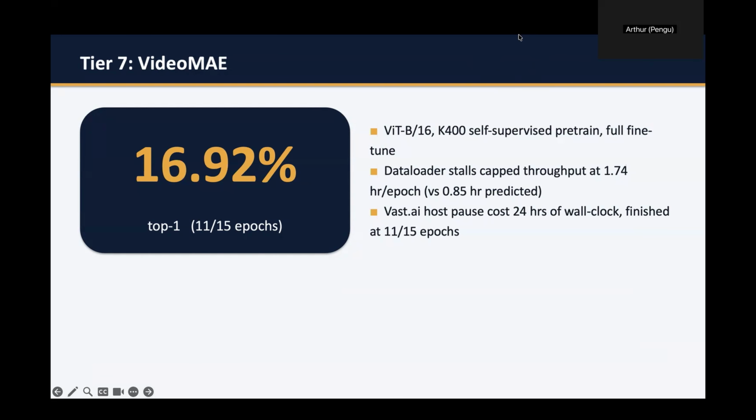So this is our VideoMAE model. It reached 16.92% top 1 accuracy after finishing 11 out of 15 epochs. We used the ViT-B/16 backbone with K400 self-supervised pre-training and full fine-tuning. So this was one of our stronger transformer-based baselines.